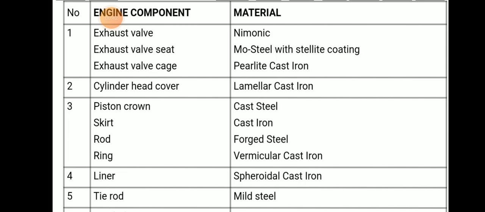Then cylinder head cover. Cylinder head cover means lamellar casting. Then piston crown, piston skirt, piston rod, piston ring. So these all came in one category. Piston crown we use cast steel, piston skirt we use cast iron. Then piston rod forged steel, then piston ring vermicular cast iron.